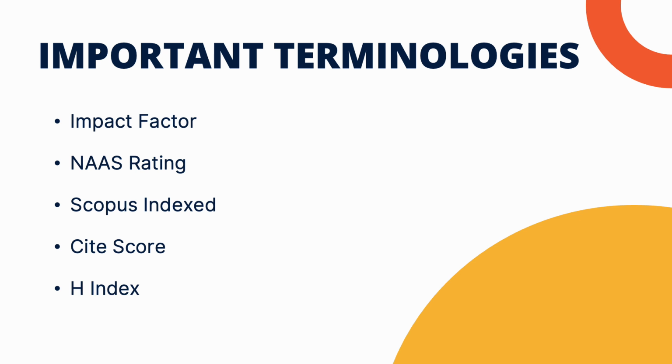Next is NAAS rating. This is specifically for scientific journals in agriculture and related sciences in India. Think of it like a rating system that grades how good and influential a journal actually is. Now, higher NAAS ratings mean the journal is respected for publishing high quality research that is important for scientists in those fields.